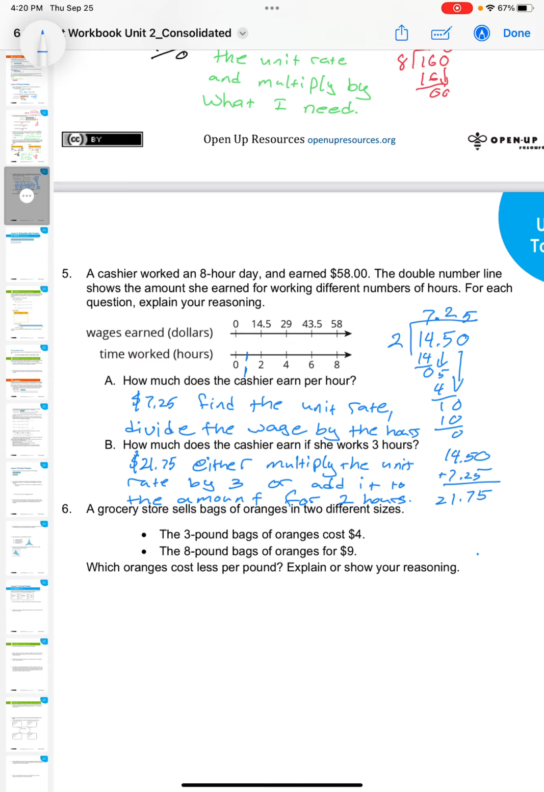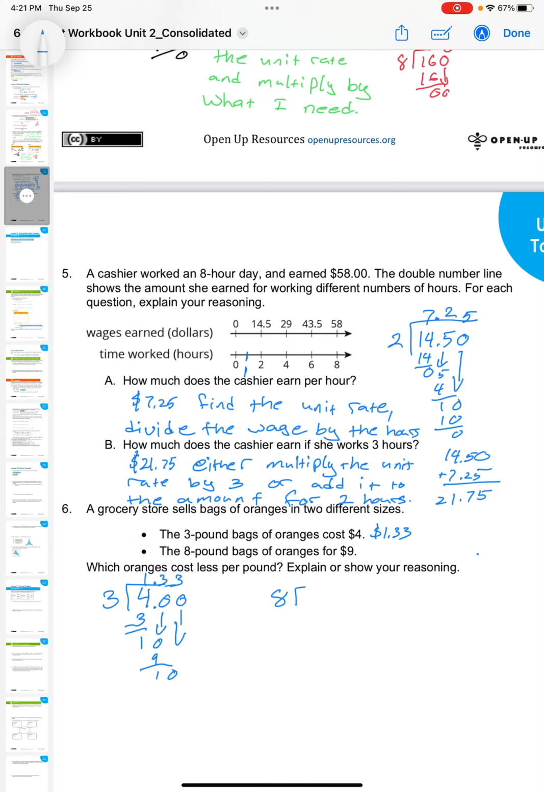A grocery store sells bags of oranges in 2 different sizes. The 3-pound bags of oranges cost $4. The 8-pound bags of oranges are $9. Which oranges cost less per pound? So, find the unit rate. So, 4 divided by 3, that's 1.33. So this is $1.33.